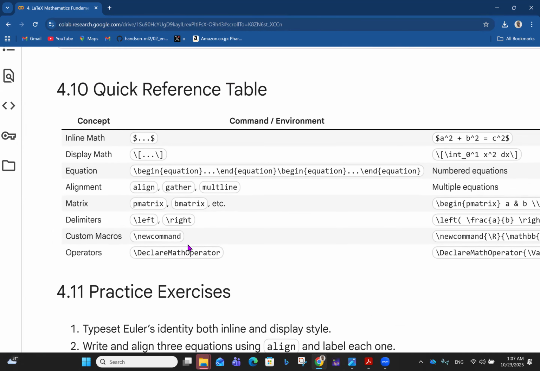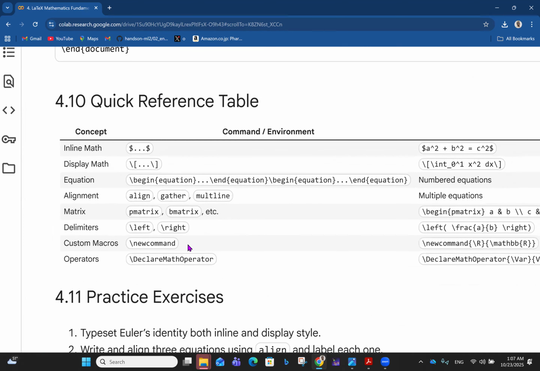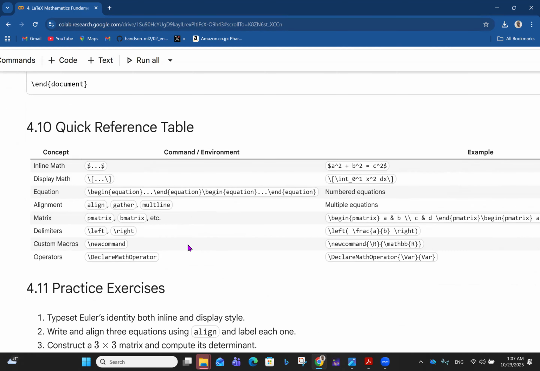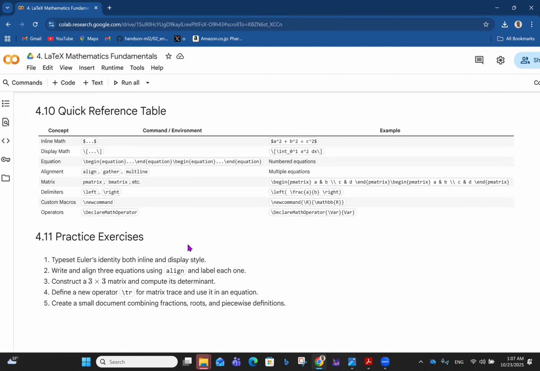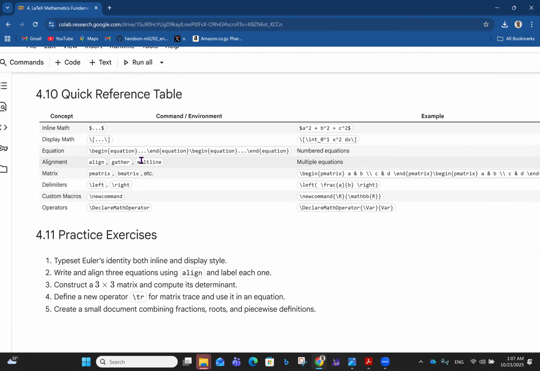Okay, before I copy it, let me just show the other thing, in case I forget to come back here later. So, quick reference table now. So inline math, we already saw that we can use single dollar or even backslash, open bracket and all that.